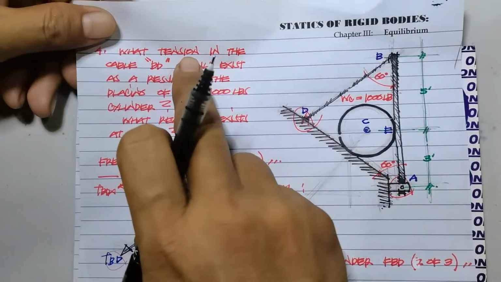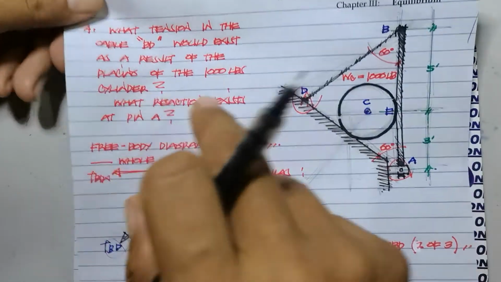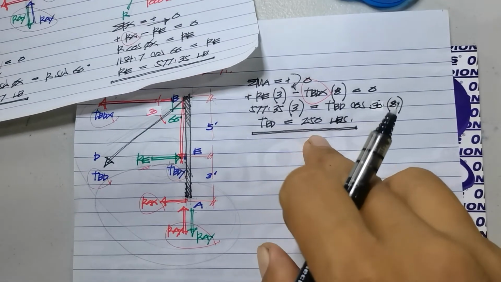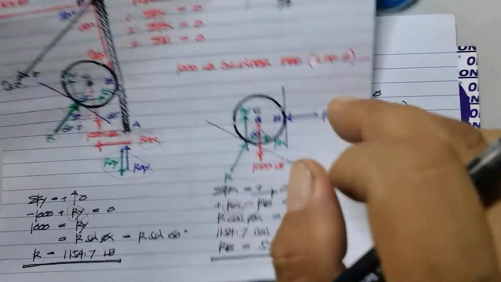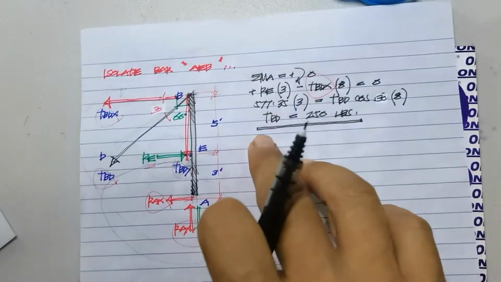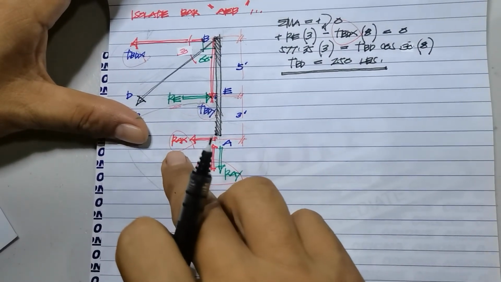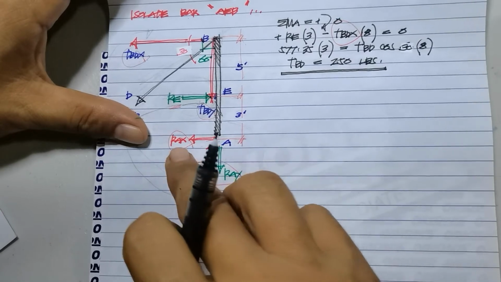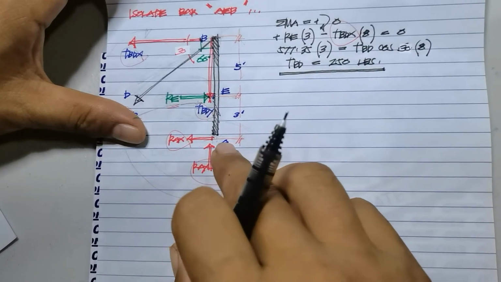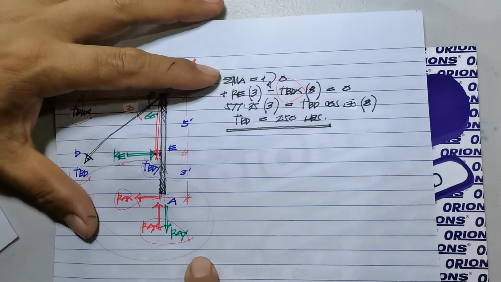The question here is, what tension in the cable BD would exist as a result of the placing of the 1,000 pound cylinder? So, the tension in the cable BD is equivalent to 250 pounds. So, the last one is, what reaction exists at pin A? If we look at A, at A we have A of X and A of Y. Supposedly, once we have A of X and A of Y, we apply the resultant formula. Eventually, we could solve for the single reaction existing at pin A.